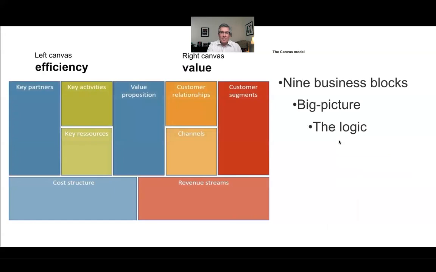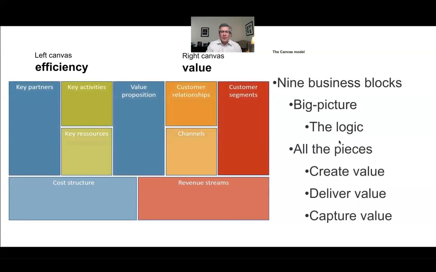So those are the 9 business blocks. You've got the big picture. The logic hopefully makes sense to you. It is common sense, but all the pieces have to create value. All the pieces you got to work together to deliver value, and then you got to capture it and you got to monetize it. So that is the business model canvas.